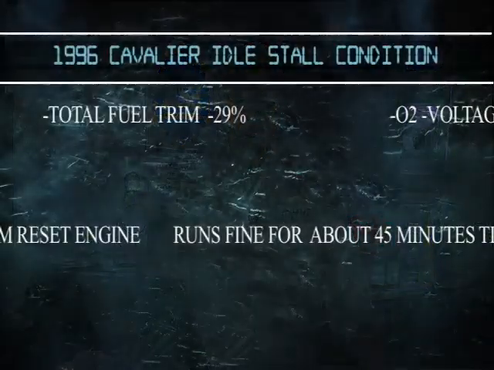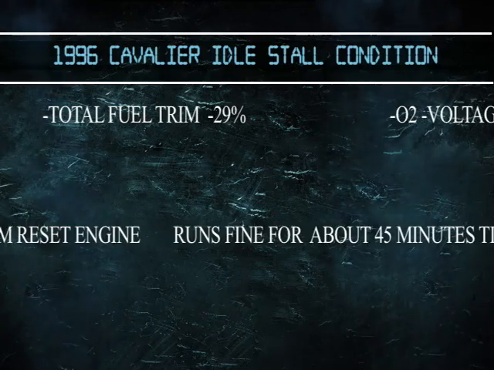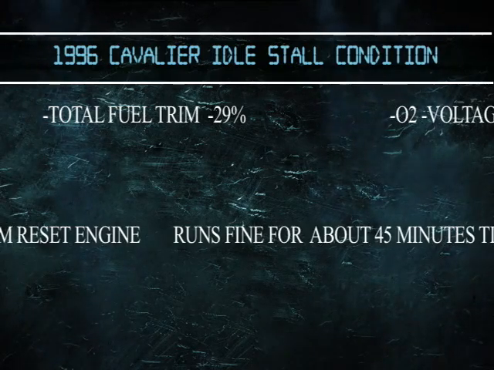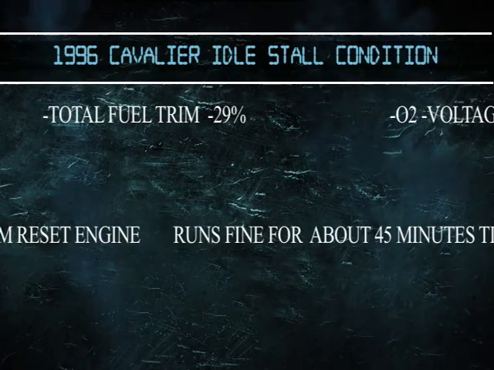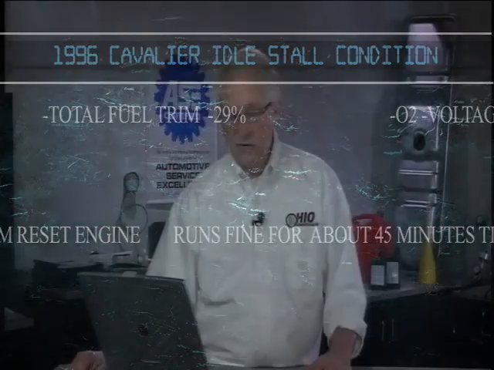Okay, let's look at a problem vehicle where we actually do have some good data on the scan tool alerting us to the fact it is, in fact, an air-fuel ratio problem. You can drive this car for as long as 30 to 45 minutes after a PCM reset before the vehicle starts acting up, and it's only in an idle stall type condition. There are no DTCs on this vehicle.